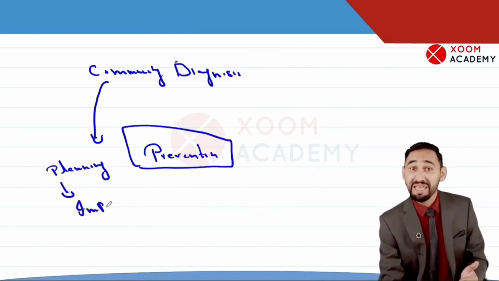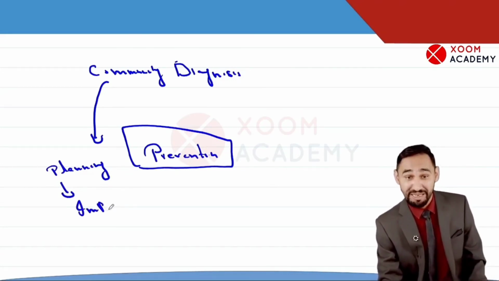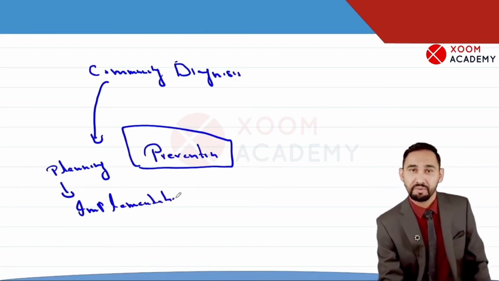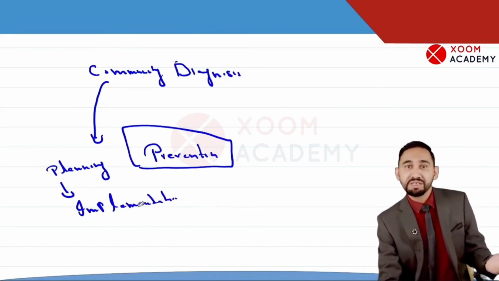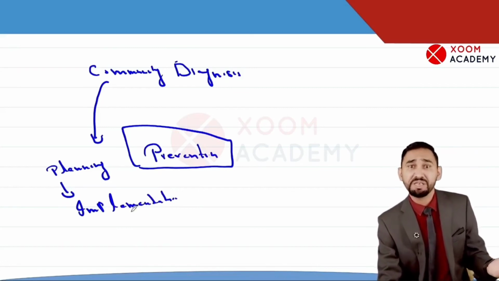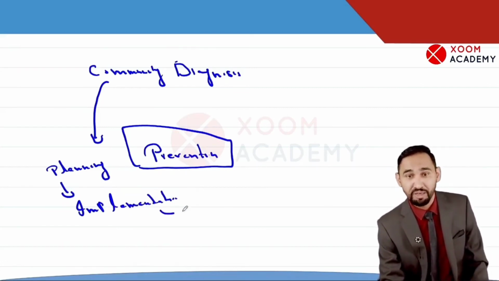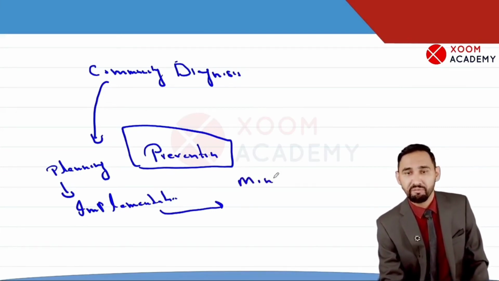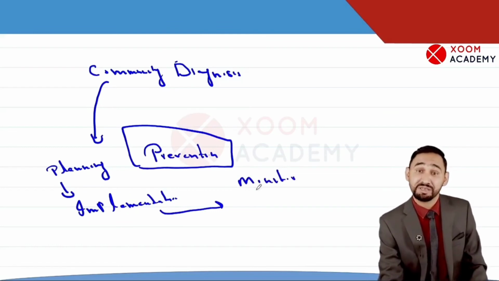Only making a plan is not sufficient. We have to implement that plan. Implementation has certain requirements. We need money. We need budget. We need a team. We need a strategy. We'll implement. After implementation, we'll monitor whether our system is working or not.